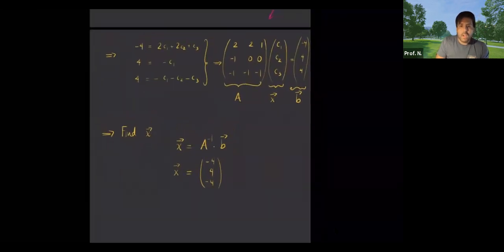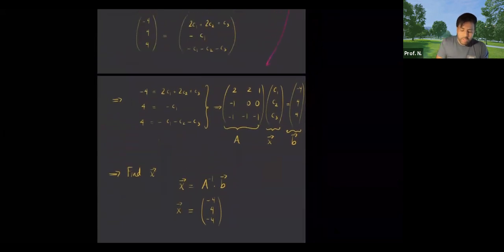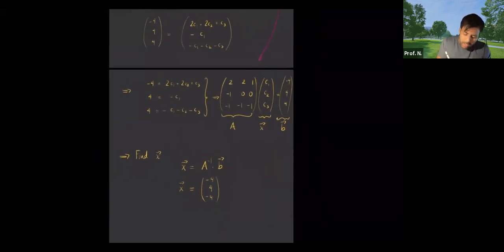So what I want you to see, the point is, okay, so I solved it, right? So my solution is what? C1 is -4, C2 is 4, and C3 is -4. That's what I found.